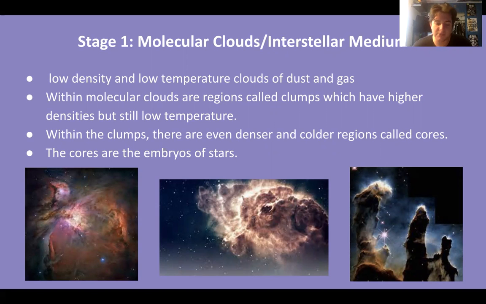Within these clouds are regions called clumps, which have higher densities but still low temperature. And within the clumps, there are even denser and colder regions called cores. These are the embryos of stars.